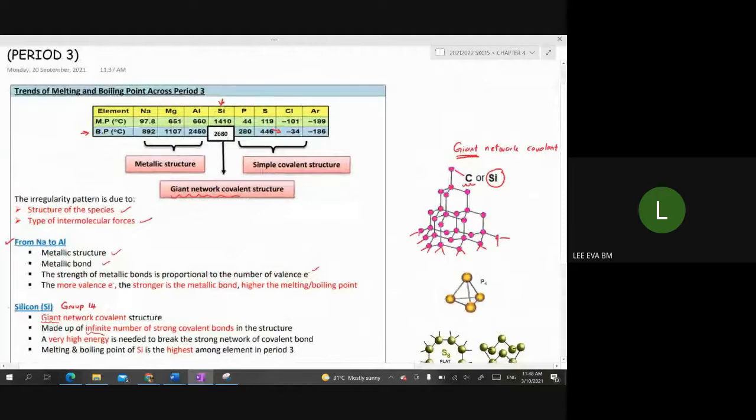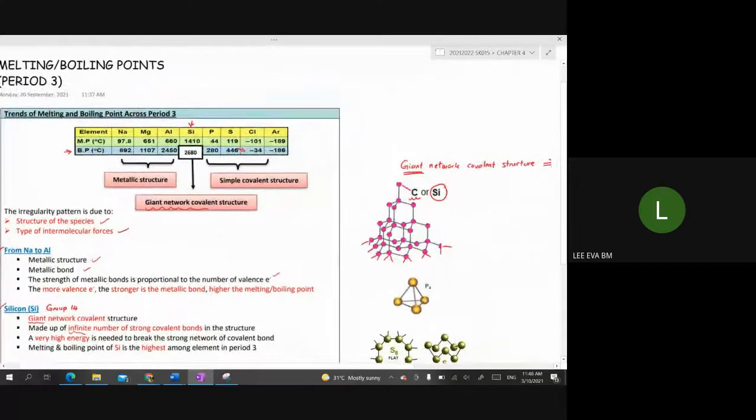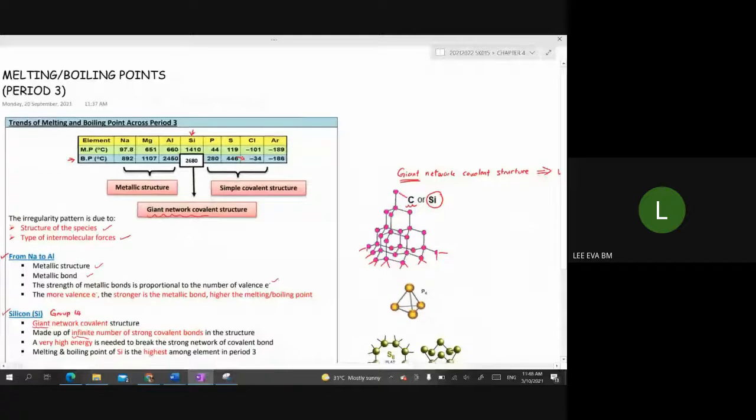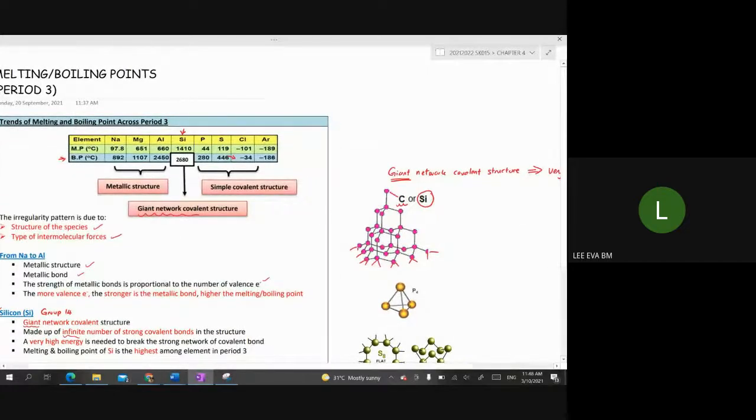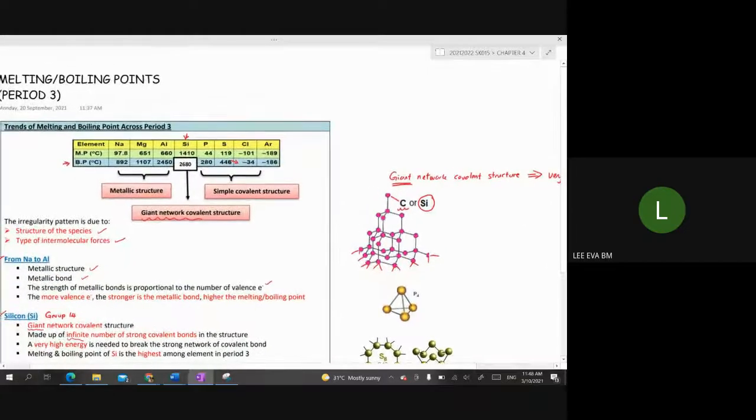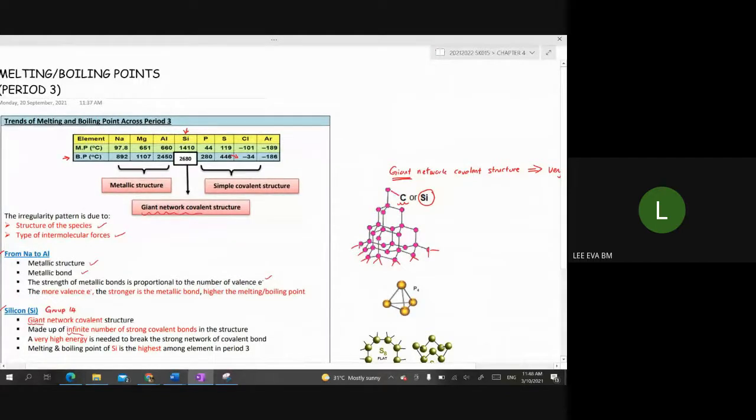Okay, so any questions until the part for silicon? Sorry, madam, I'm not quite understand. Why is it covalent bond? Sorry, Sue, you're asking a question? Why is it covalent bond? Okay, why is it covalent bond? So now we are looking at group 14. So for silicon, normally we will talk about intermolecular forces, isn't it?